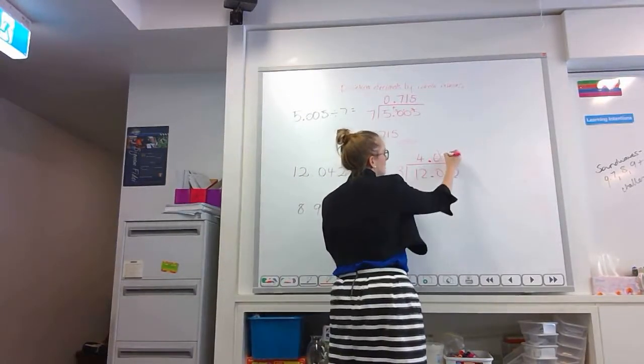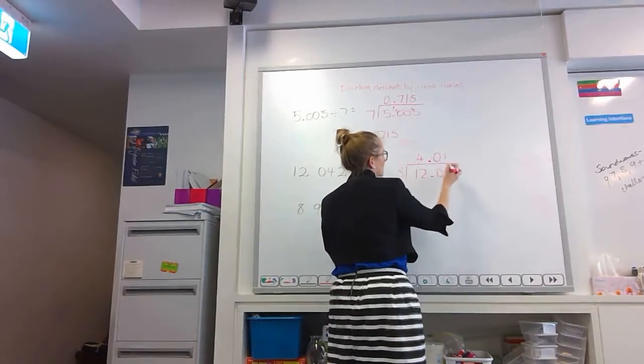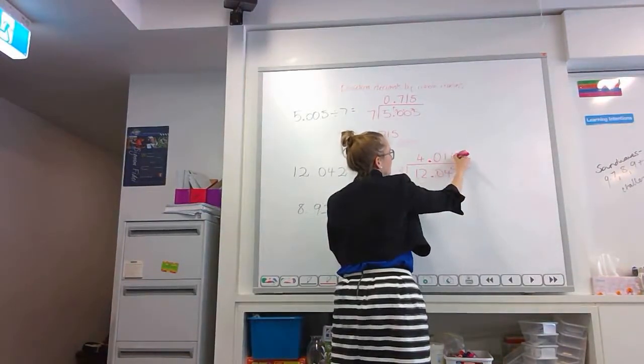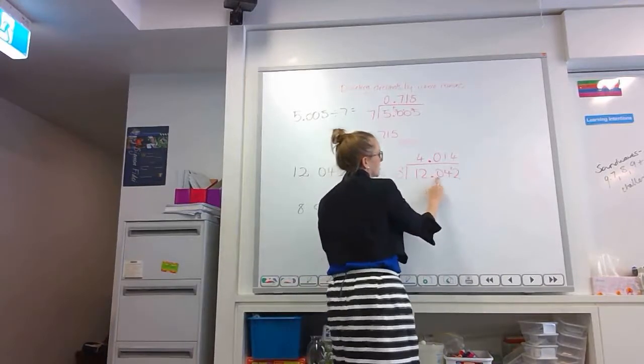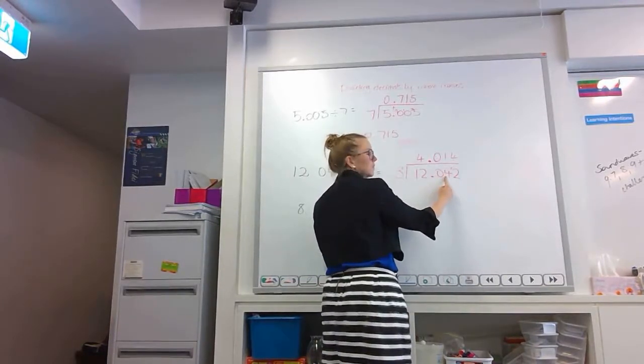3 into 4, 1 left over, 3 into 12. I thought 3 goes into 42. No, so we go 3 into 0 is nothing. 3 into 4 goes once.